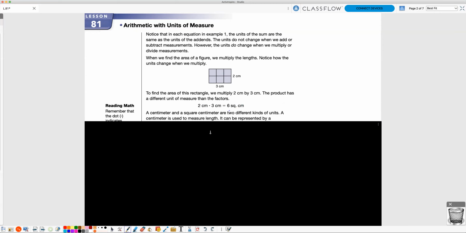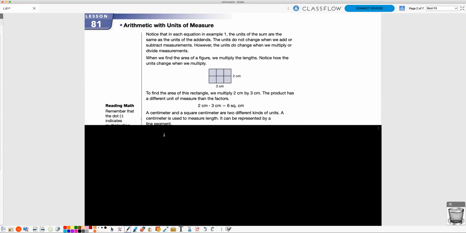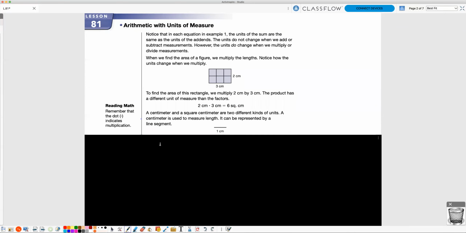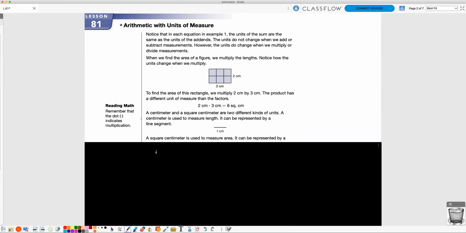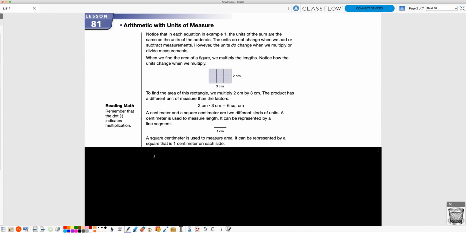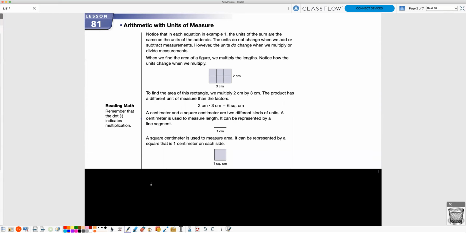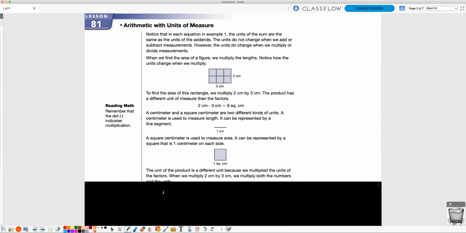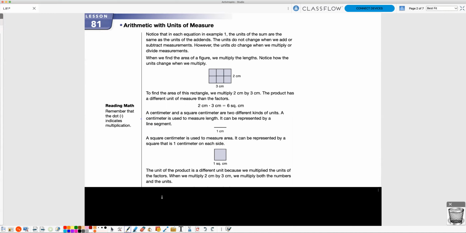A centimeter and a square centimeter are two different kinds of units. A centimeter is used to measure length. It can be represented by a line segment, like 1 centimeter. A square centimeter is used to measure area, and it can be represented by a square that has 1 centimeter on each side. 1 square centimeter. The unit of the product is a different unit because we multiplied the units of the factors.